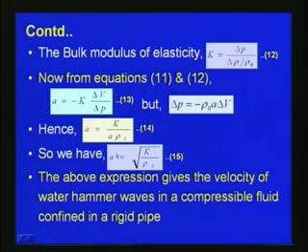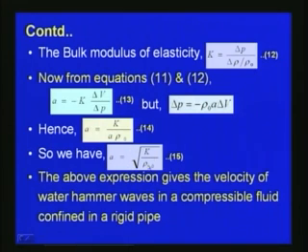Finally, what we get here is that the water hammer velocity A is a parameter which depends on the bulk modulus of elasticity and the fluid density, as in equation number 15. So, A is equal to square root of K by rho 0. The above expression gives the velocity of water hammer waves in a compressible fluid confined in a rigid pipe. So, if the pipe is rigid, we can use this relationship, but if the pipe is not rigid and is elastic, then we have to change this equation. So far, in the derivations we have considered the pipe to be rigid.